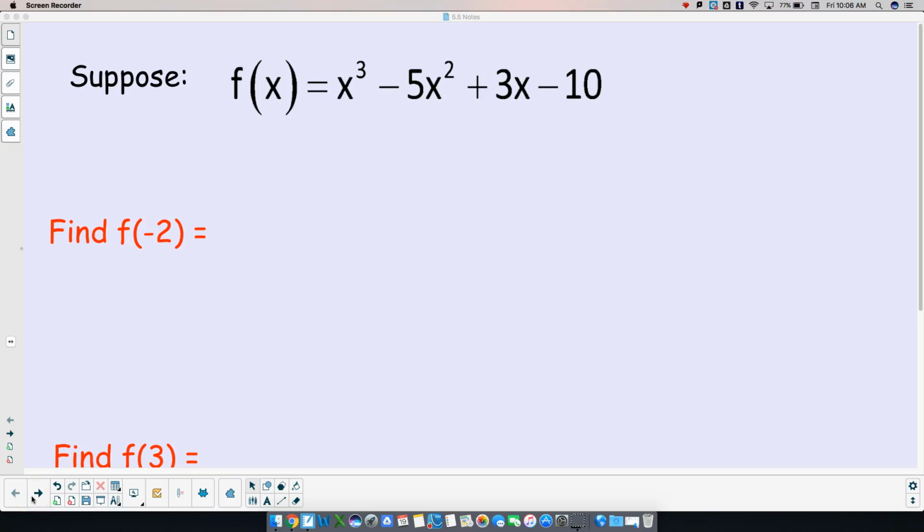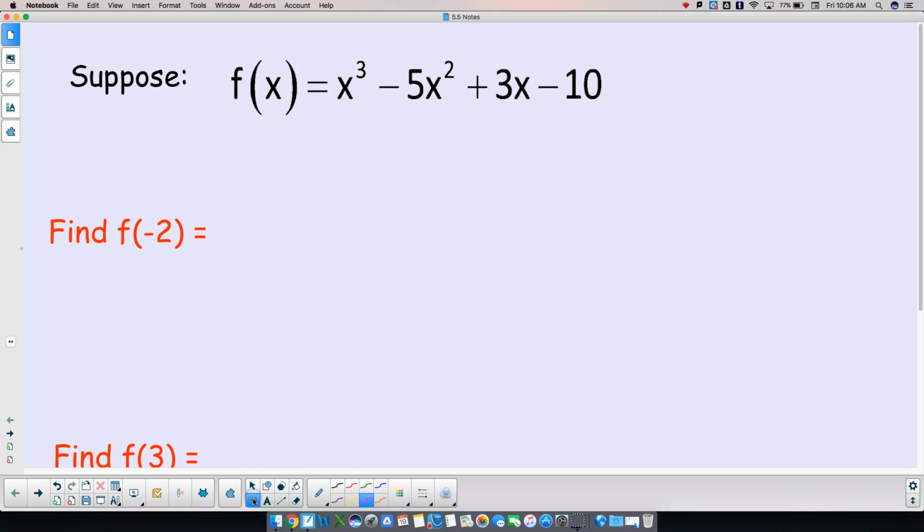Okay, what do I do? We got Sam. Put -2 in for all the x's. Wherever there's an x in my function, I put a -2 in for it.